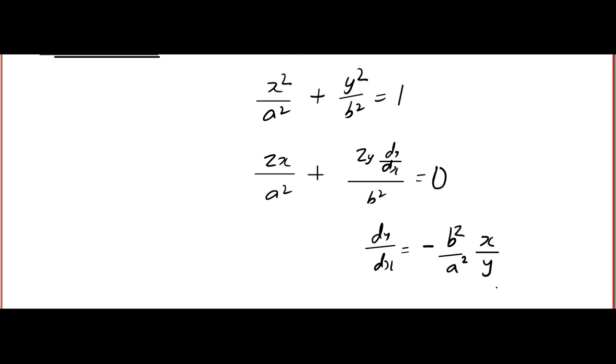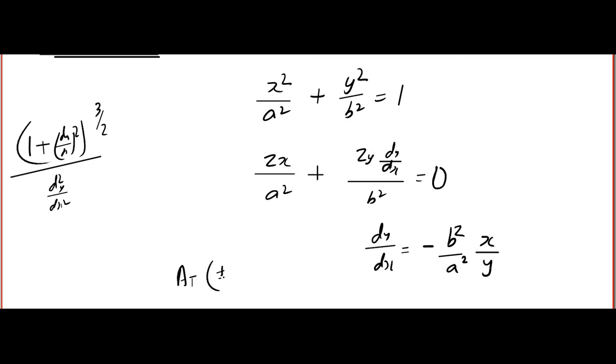So you know the formula is 1 plus dy by dx the whole square, the whole power 3 by 2 by d square y by dx square, right? At the required point. Now look at this. At the required point means it is plus or minus a comma 0. It can be a comma 0, it can be minus a comma 0.